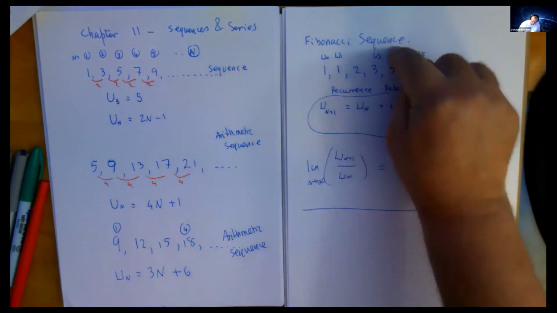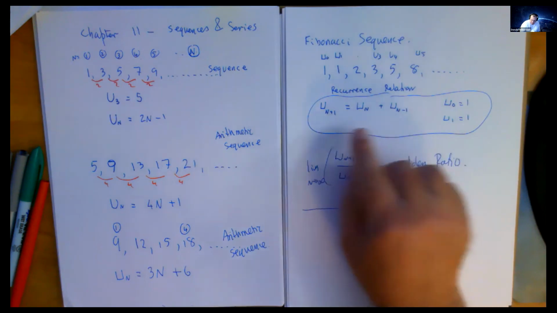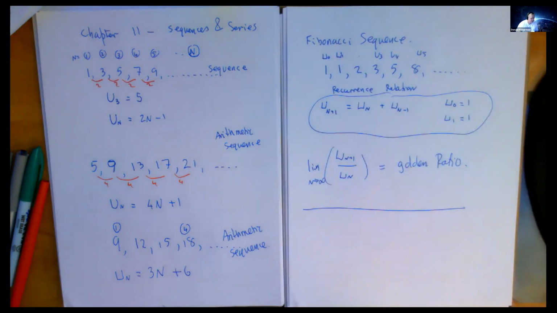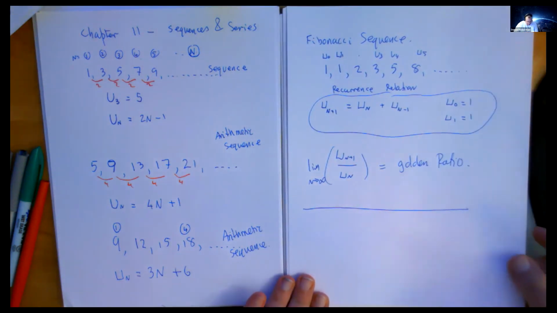Some sequences have formulas that are written down as recurrence relationships. It's just what they are. But that one's called a Fibonacci sequence.